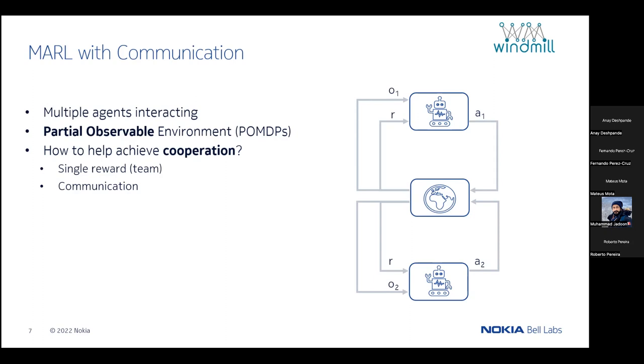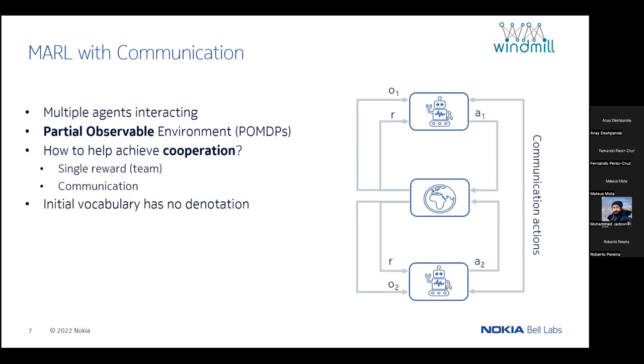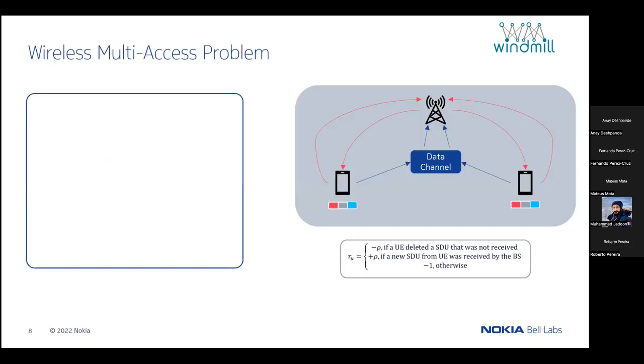So what is this? Instead of just having environment actions that affect the environment directly, we have extra information: a set of communication actions. The agents, instead of just deciding whether to transmit or not, also send information to the other nodes, in this case the base station. Of course, the initial vocabulary has no meaning, so they learn the meaning as they try to do this task and learn together. That's how you can actually learn a control plane.